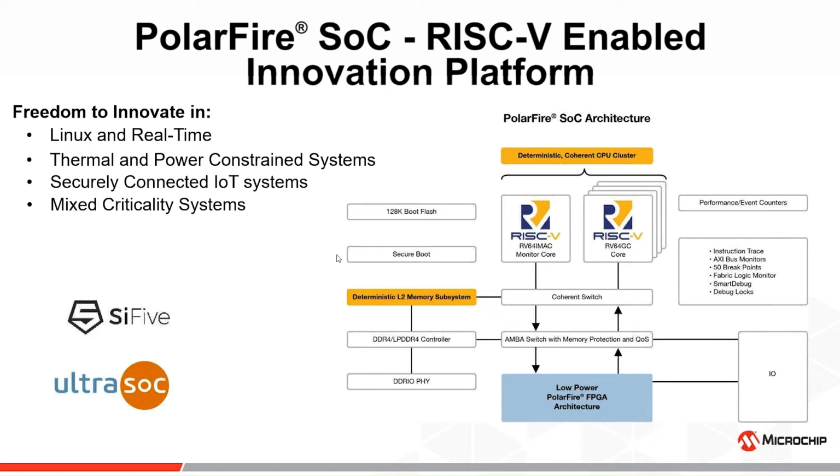The monitor core can act as a boot core and can monitor runtime system functions. It can also be made to act as a trusted execution environment in your system. The 4 other cores can run a rich operating system like Linux, bare metal, or RTOS in SMP or AMP, symmetric multiprocessing or asymmetric multiprocessing modes. The processor subsystem is connected to the FPGA fabric through a coherent switch and an AMBA bus interface that supports memory protection and quality of service.